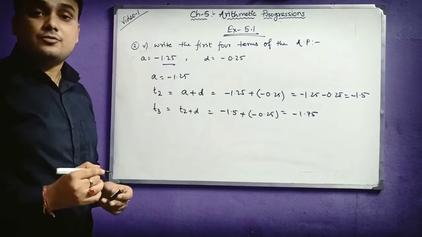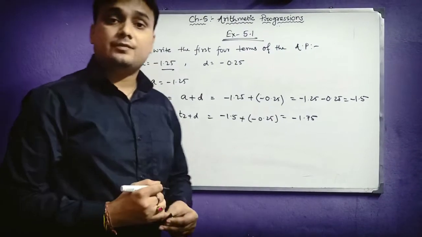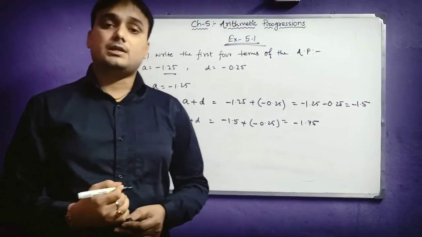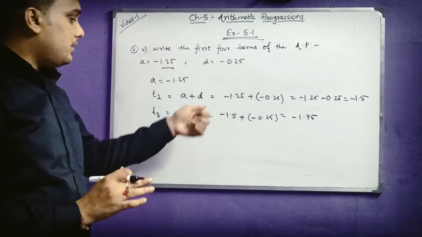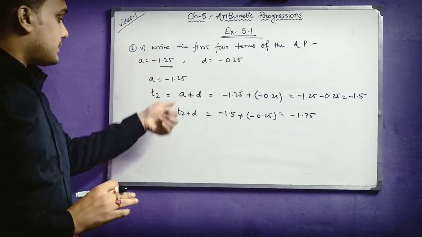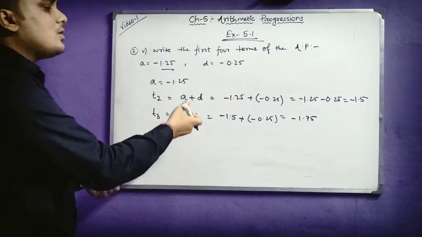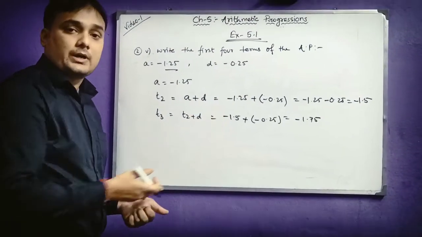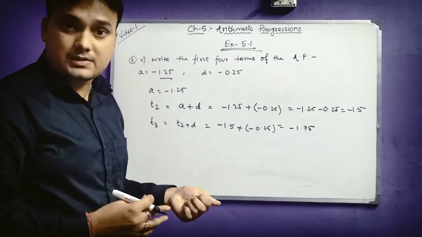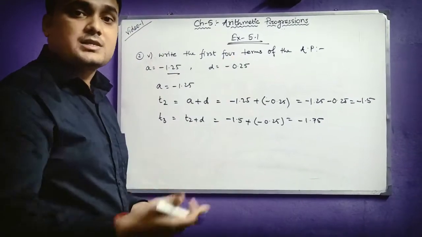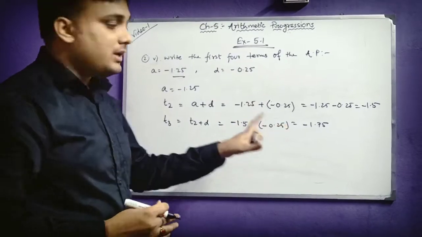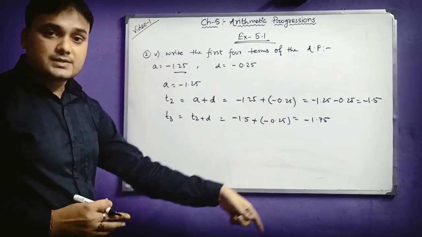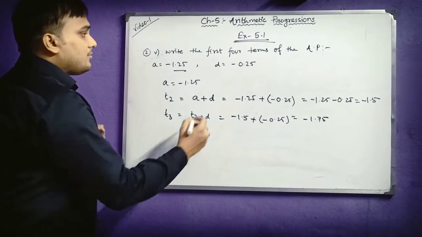Students, let me say to you that you can apply the formula of Tn also here. That is Tn equals A plus n minus 1 into D. That formula can also be applied to get the successive terms. But in this way also we can do, because this is also correct. So this thing also needs to be discussed here in the video, because I have already explained the Tn term before. So this is also something which you need to know, that in this way also we can find the successive terms.